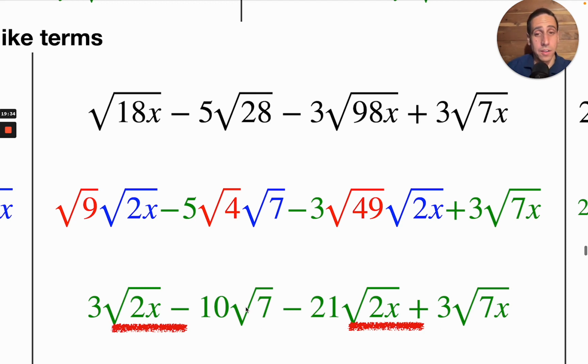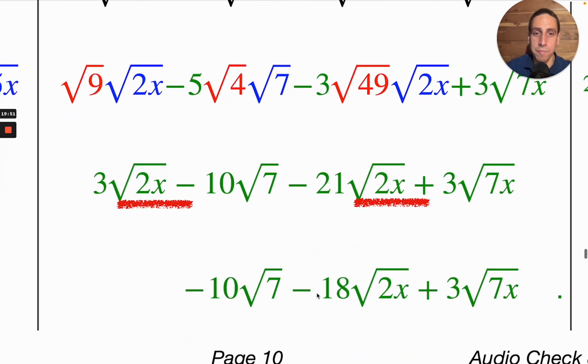Now, hold your horses here. You might be excited to combine this root 7 and this root 7x, but there's actually not like terms because of the x. The only like terms that we can combine are these root 2x's. There's 3 of them here, and then you subtract 21 of them here, leaving you with minus 18 of them. So this is what your answer is. Negative 10 root 7 minus 18 root 2x plus 3 root 7x.